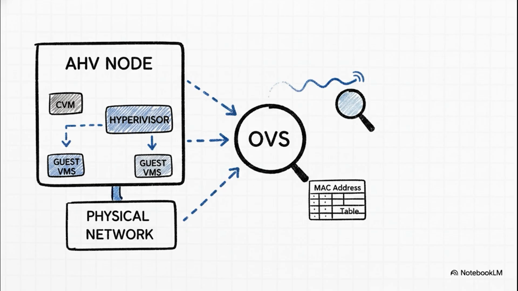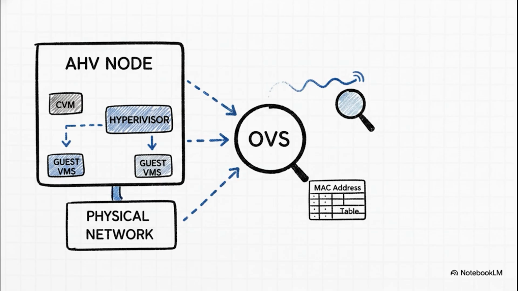Now, why does that kernel implementation actually matter? Well, it means it operates with incredibly low latency and super high throughput efficiency. OVS runs automatically as a service on every single AHV node. You can kind of think of it as a localized Layer 2 learning switch that maintains its own MAC address table right there on the host.